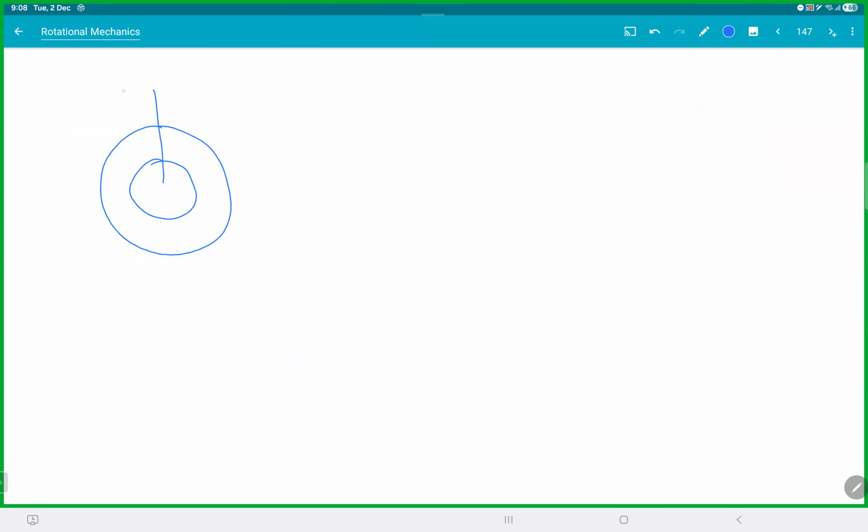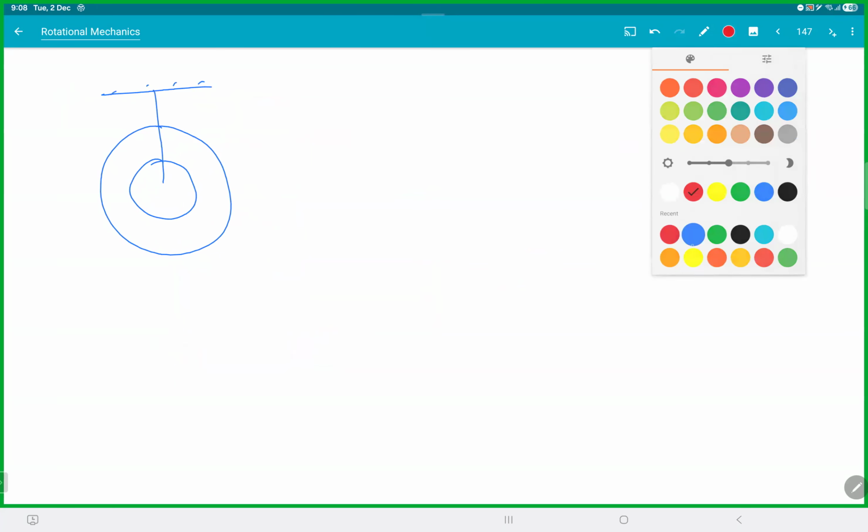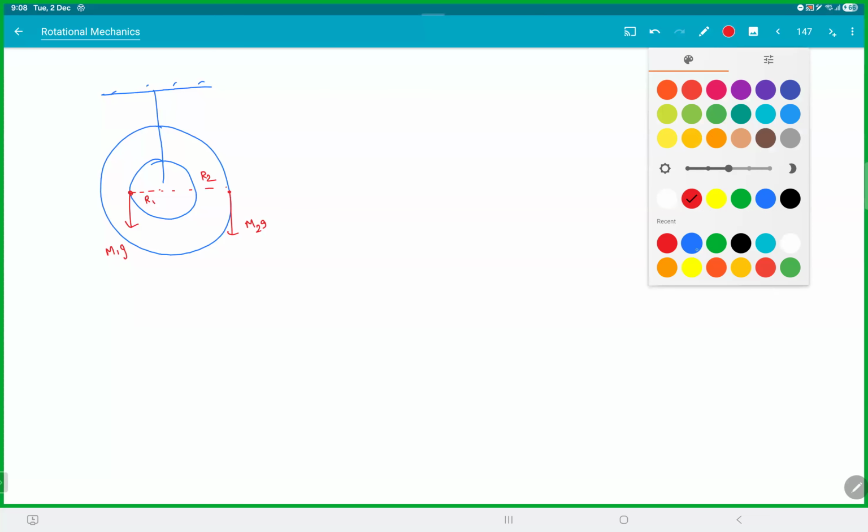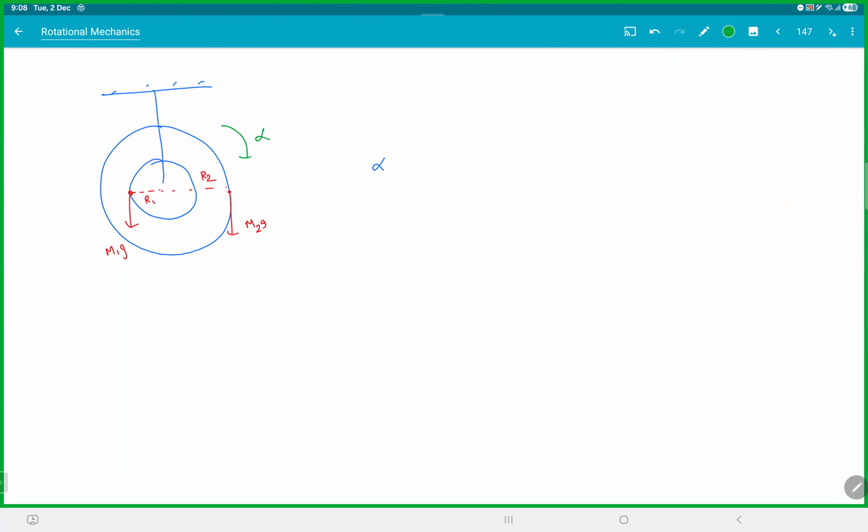So what do we do? We just connect the masses here. That would be M1G. This would be M2G. This was R1. This was R2. Straightforward, no? So I'll assume alpha clockwise. So alpha will be total torque, which is M2G R2 minus M1G R1, by total moment of inertia. I of the pulley is I. This is M1 R1 square plus M2 R2 square.